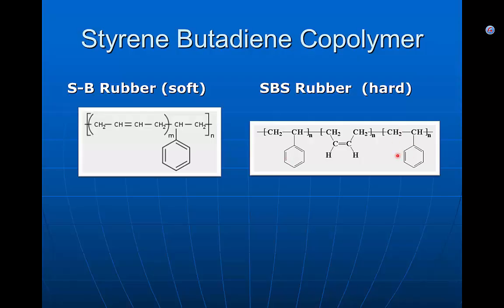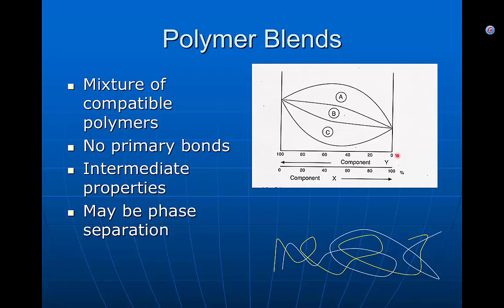Okay, so that's copolymers. And then finally we can blend polymers. So maybe polycarbonate doesn't take paint well. So if I mix it with some ASA or ABS copolymer that does take paint, then I get a material that has polycarbonate properties that will also take the paint.